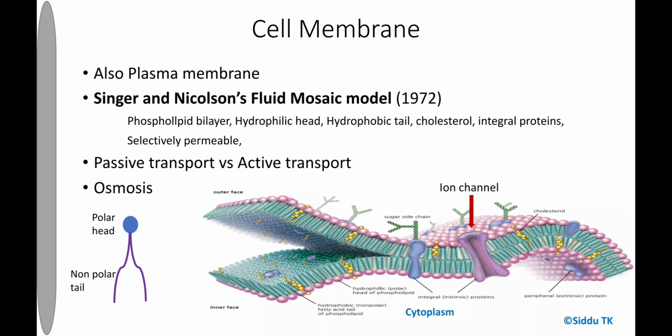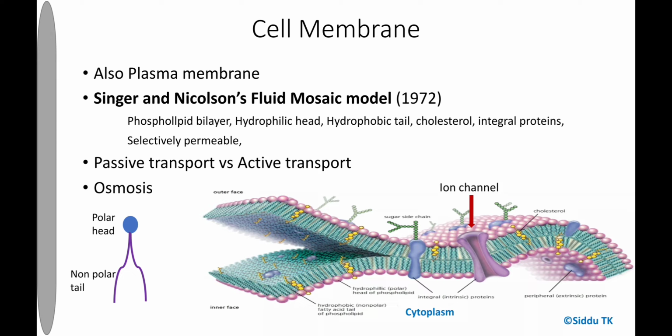If molecules enter or come outside the cell through the plasma membrane without the help of energy, then this type of transport is called passive transport. If the molecule cannot freely enter or exit the cell, then that molecule has to be transported through a protein channel by spending some energy. This type of transport is called active transport.